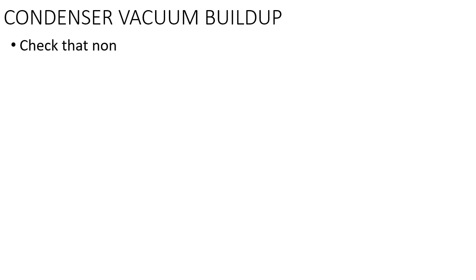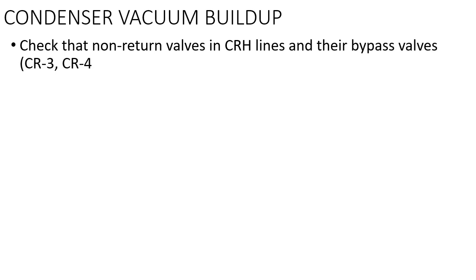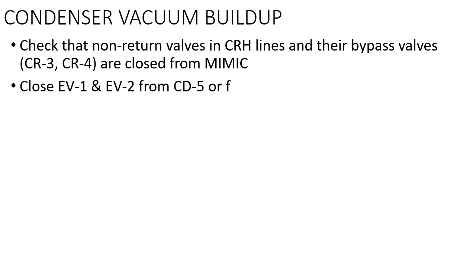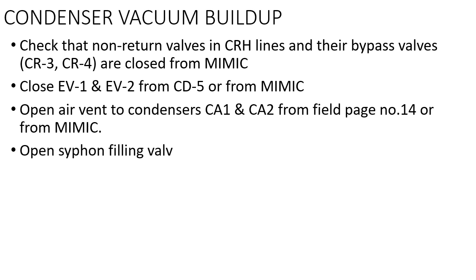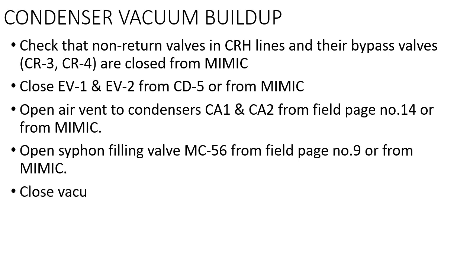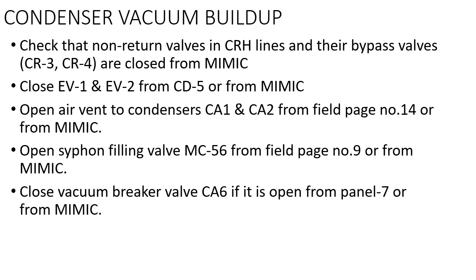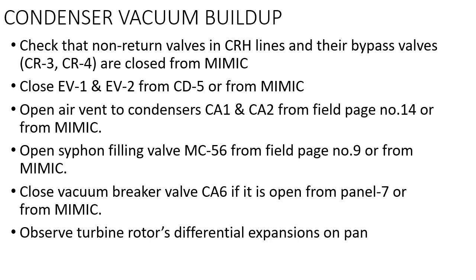Check that the NRVs in the CRH lines and their bypass valves CR3, CR4 are closed from mimic. Then close evacuation valves EV1 and EV2 from CD5 or from mimic. Then open the air vent to condensers CA1 and CA2 from field page number 14, or you can open it from mimic also. Then open the siphon filling valves MC56, a 15 meter siphon is there, from field page number 9 or from mimic. Then close the vacuum breaker CA6 if it is open from panel number 7 or from mimic.